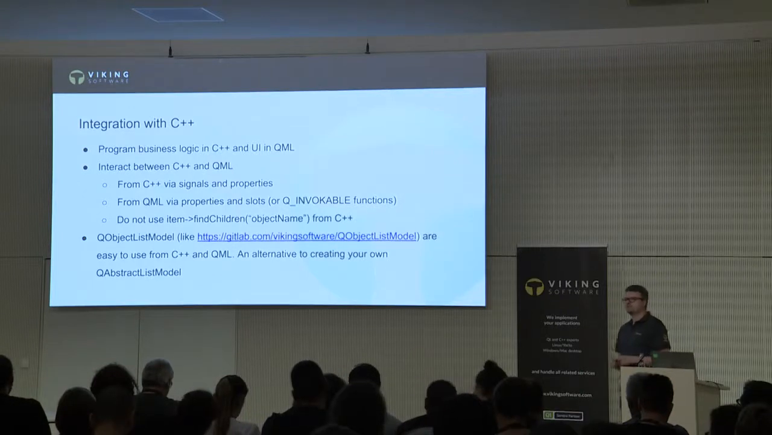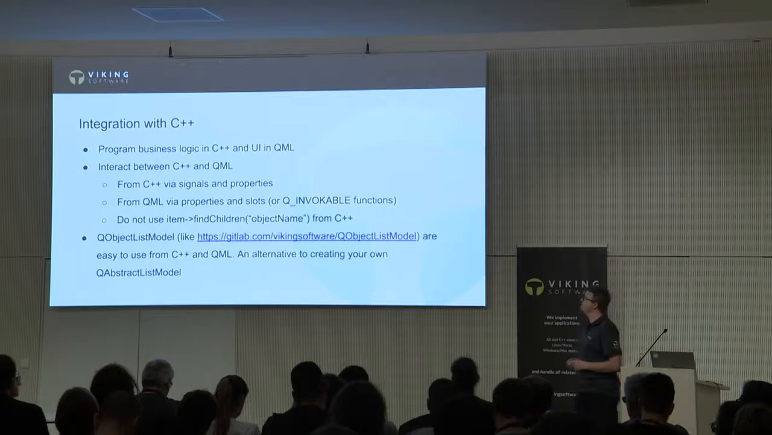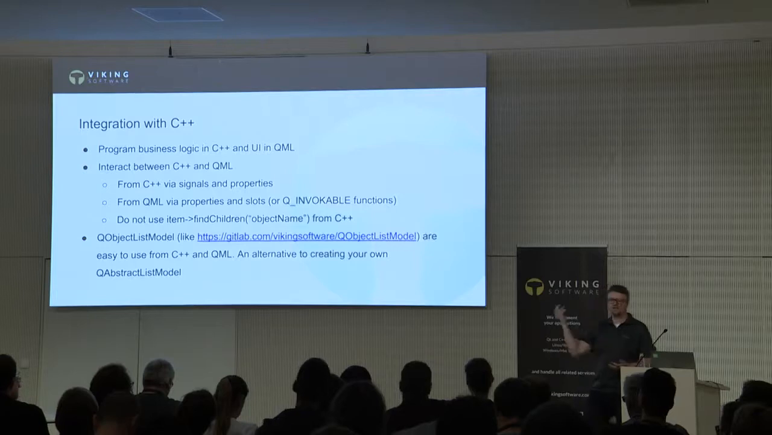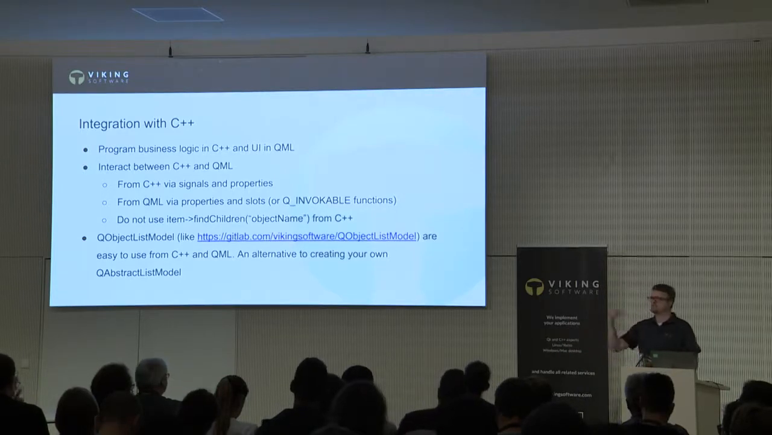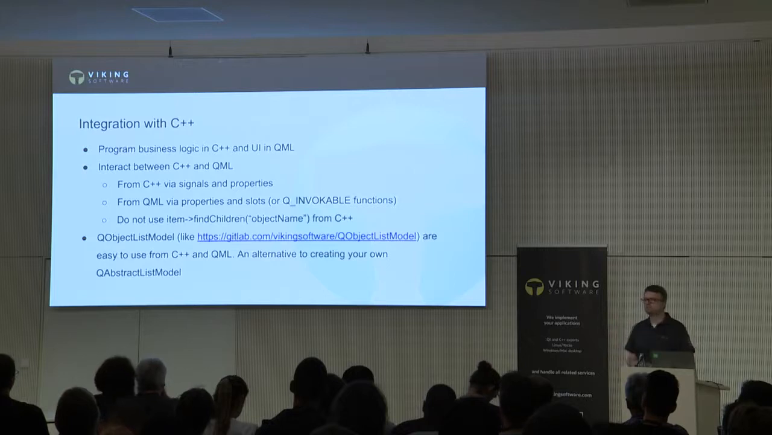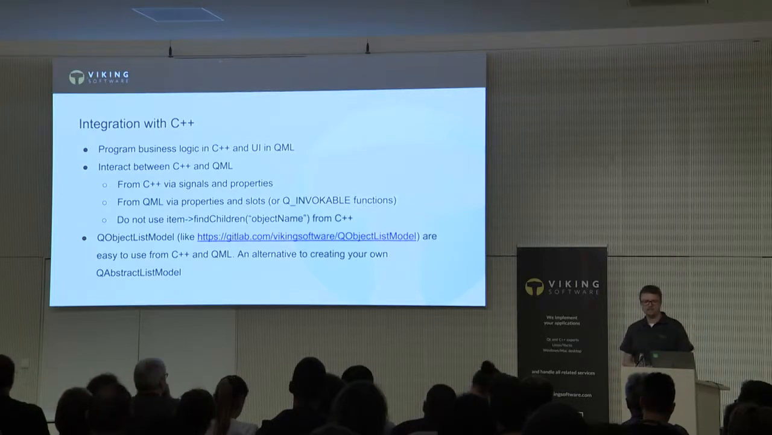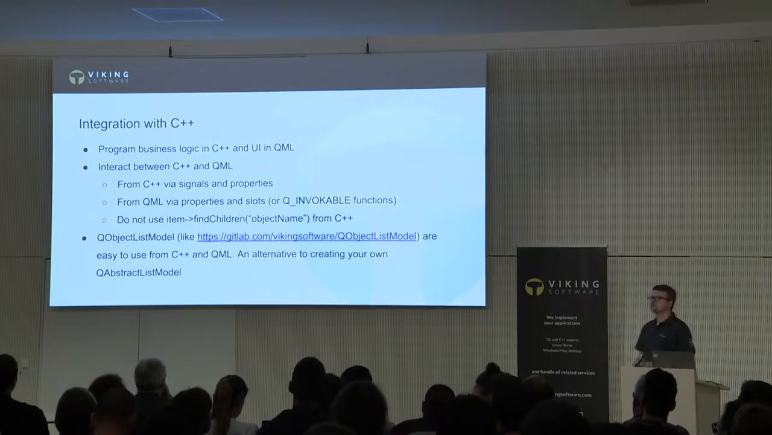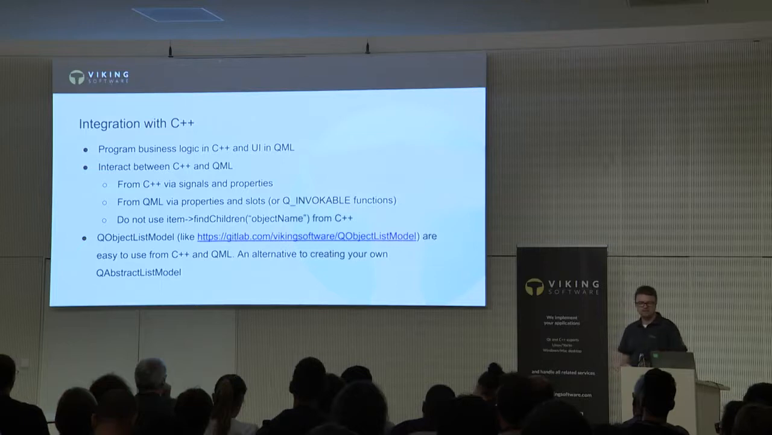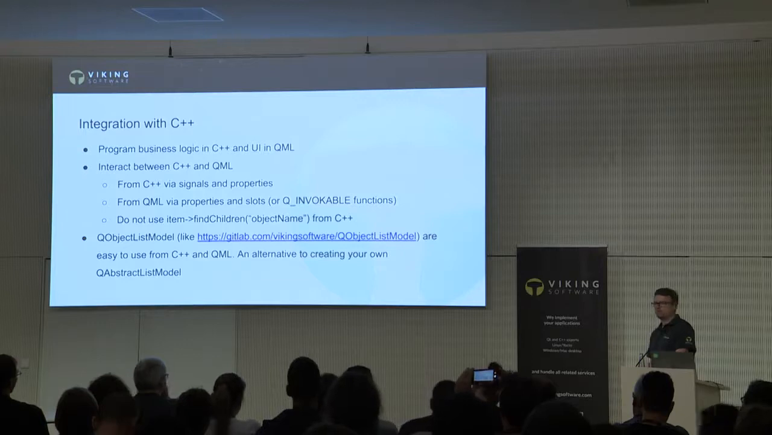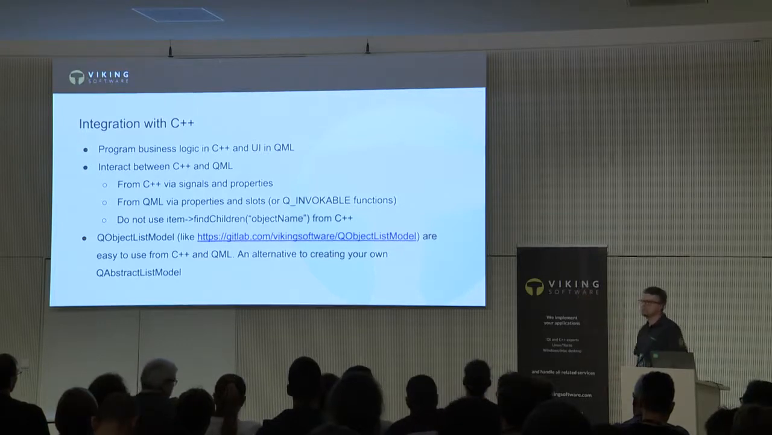Then interacting between C++ and QML. If you want to communicate from C++ to the UI, you do it by sending signals, or you do it by setting properties. And then the QML just listens to the signals, and you have these bindings in QML. And if you do it the other way around, if you want to communicate from QML to C++, you just set properties, or you call slots or functions which are marked as Q_INVOKABLE in C++.